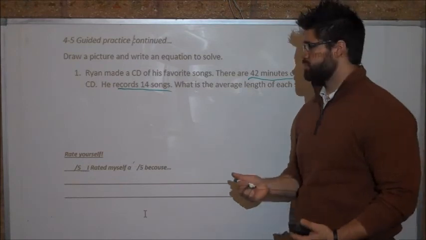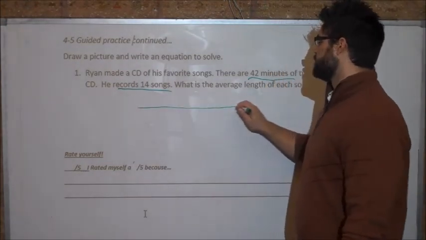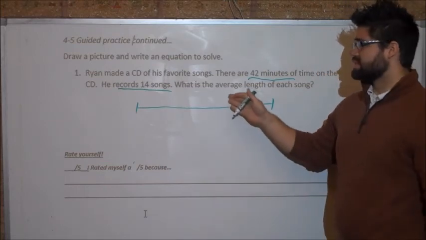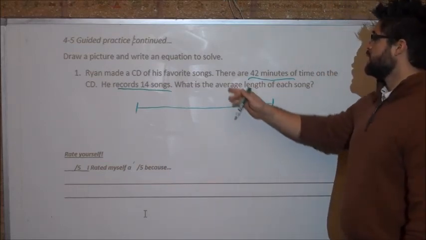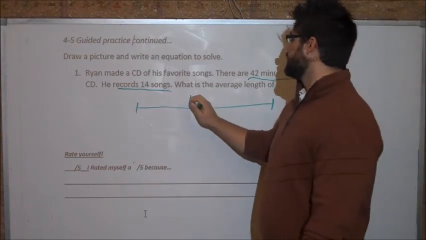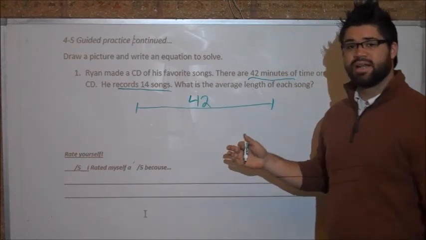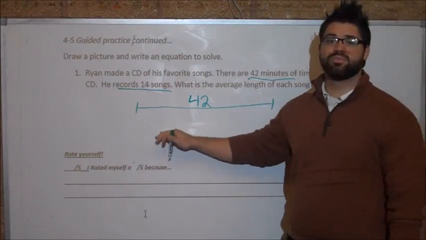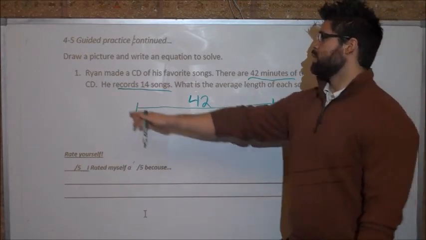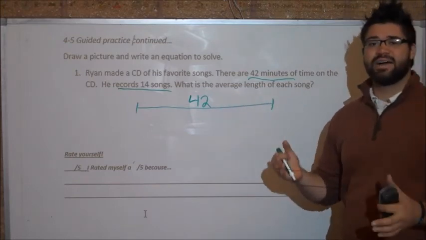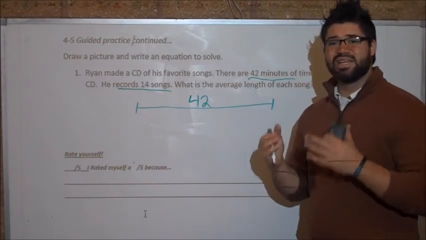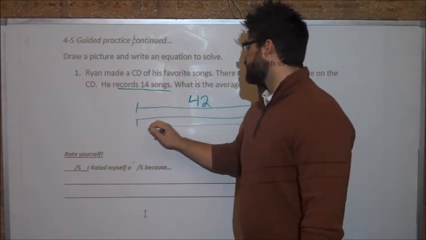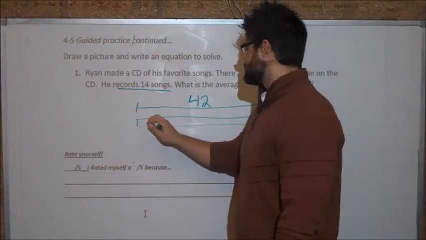If I want to go and set up a bar diagram to solve this problem now, I have my line segment. In my line segment, remember, this is the total number. On the CD, he has 42 minutes. So now that I know that's my total, I'm going to see what my bar down below is broken into. How many sections? Well, he recorded 14 songs, and we're looking for the average length. So it's all going to be an equal number. So I need to take this bar and divide it into 14 sections.